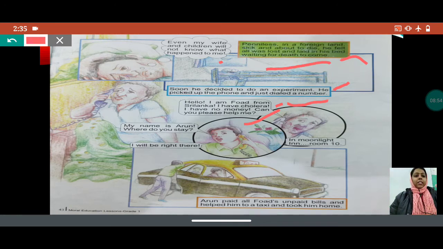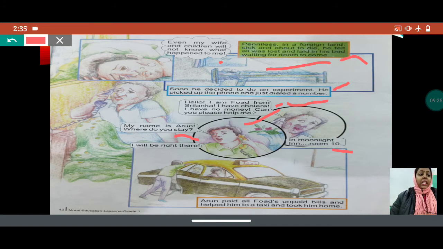Then from the other side the person said, "My name is Arun. Where do you stay?" Now that person asked him, "Where do you stay? Where are you staying?" He first introduced himself that he is Arun, and then he asked, "Where do you stay?" Now Ford said that it is in Moonlight Inn, room number 10. Okay, so in Moonlight Inn he was staying.